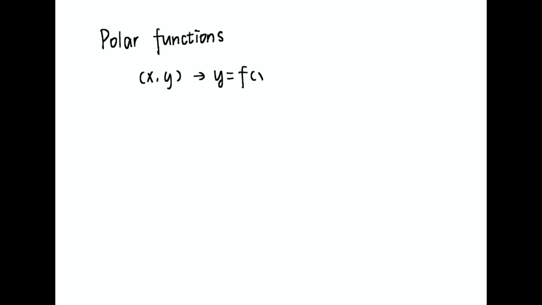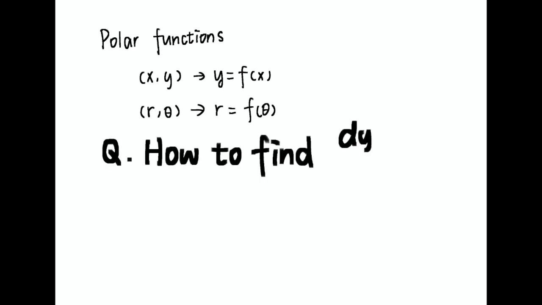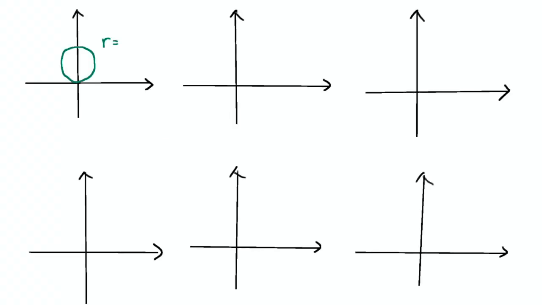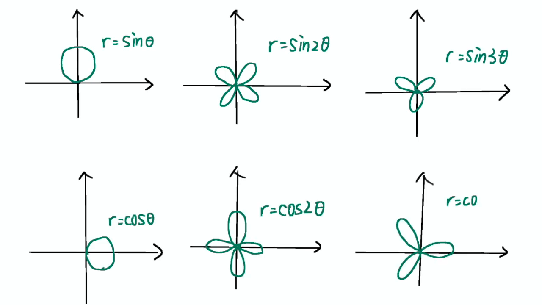Then what are polar functions? Similar to y equals f(x), a polar function looks like r equals f(theta), representing the relationship between r and theta. And here is a way to find the derivative. Basically, it's just to find the derivative of y and x in terms of theta separately and then carry out division. Here are several graphs of some typical polar functions.